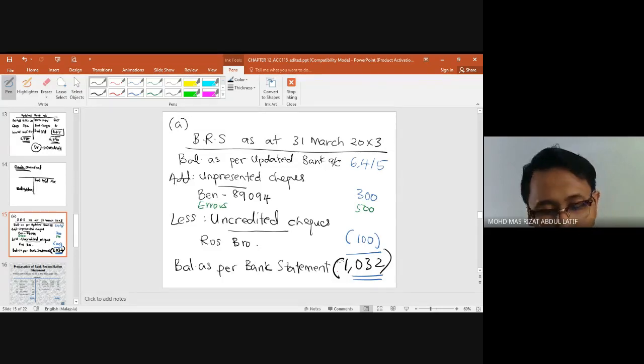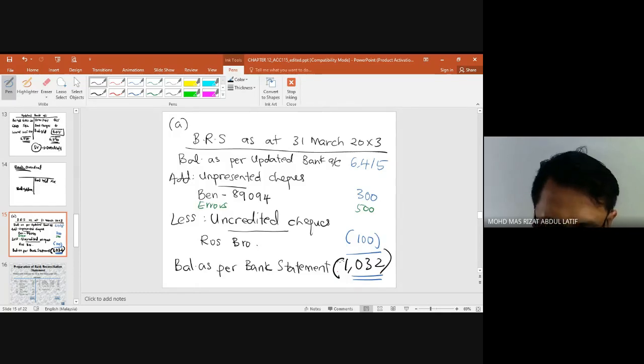Yang ini jaranglah berlaku, tapi memang boleh terjadi. Yang mana baki dalam bank itu salah. Baki dalam bank account itu tersilap. Tahu, opening balance yang tersilap, bukan closing balance yang selalu kita belajar yang tadi saya tunjuk. Closing balance yang tak sama. Yang ini bukan closing balance yang tak sama, opening balance yang tak sama.